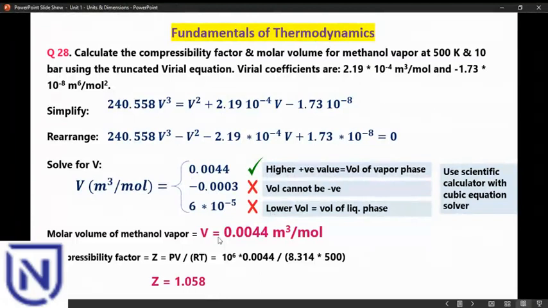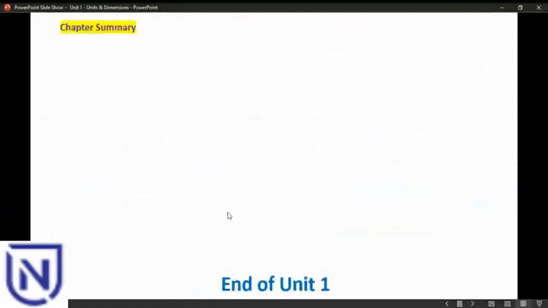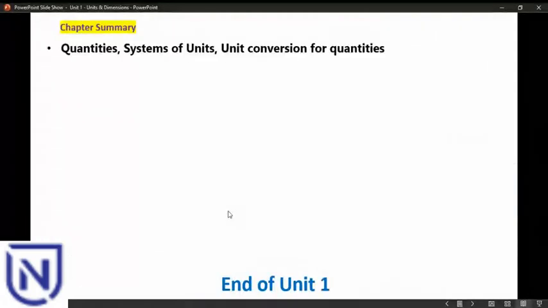Now I have to calculate the compressibility factor. Given this volume, I have to substitute in this equation. This V, I know it, PV by RT, substitute, and I get Z equal to 1.058. I told you that for an ideal gas, the Z value is 1. So I have written it to 3 decimal places. Always write Z to 3 decimal places. Now that's the end of unit 1.